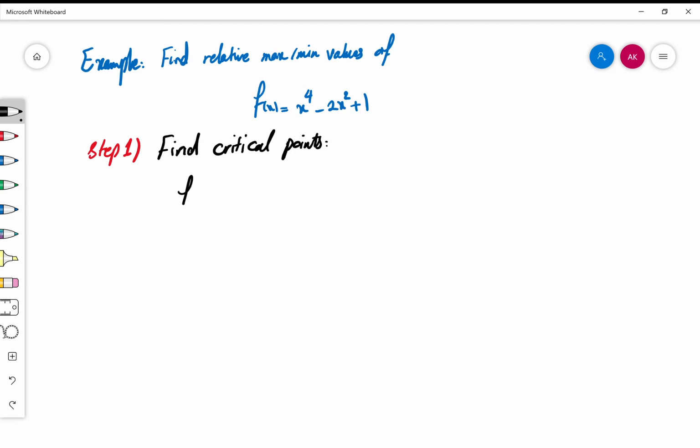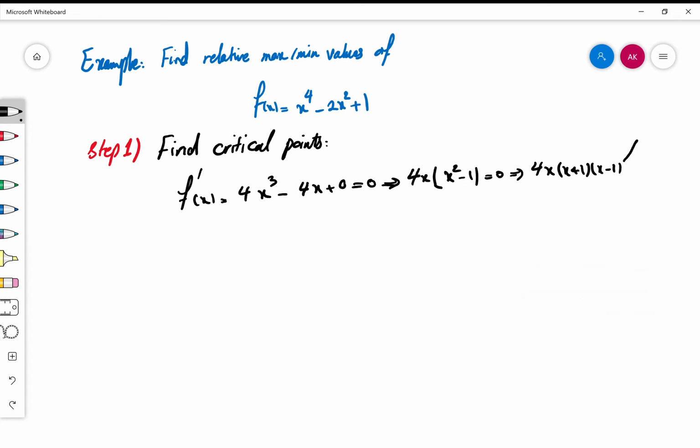Well, it means that we find the derivative of the function, which is 4x cubed minus 4x plus 0, set it equal to 0 and find the solutions for this. So I can factor out 4x and that gives me x squared minus 1 equals 0, and that means I have 4x, x plus 1, x minus 1. And here we have three roots: x equal to 0, x equal to 1, x equal to negative 1.